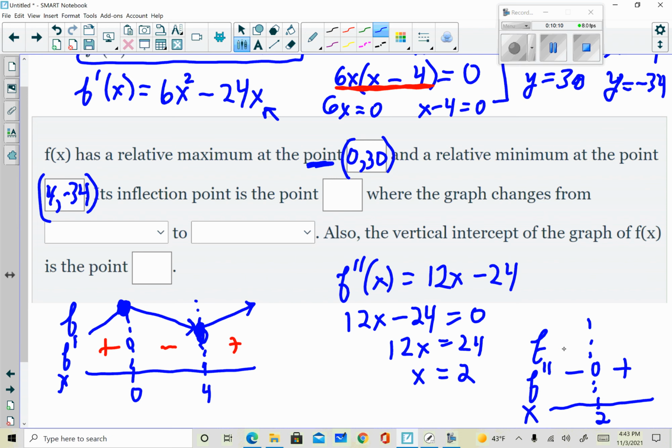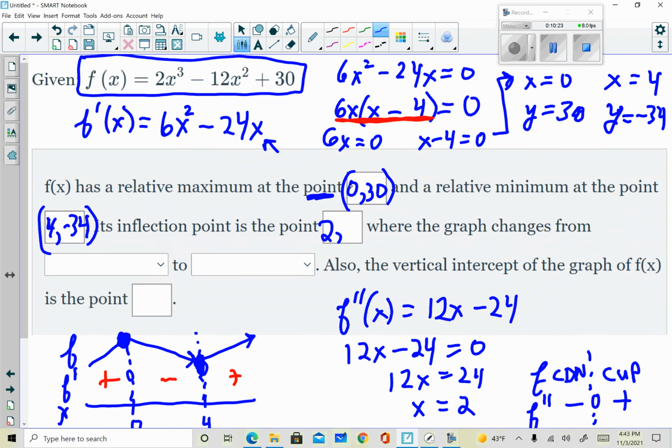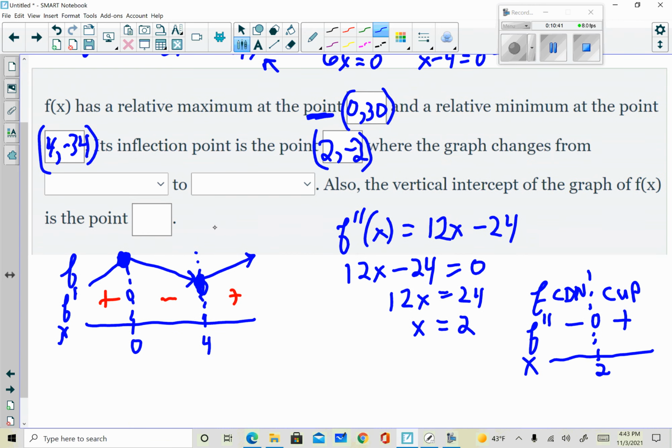This shows that f starts out concave down and then is concave up. So the inflection point is where x is 2. To find what y is, you've got to plug 2 into here: 2 times 2 cubed minus 12 times 2 squared plus 30. And when you do that, you'll get negative 2. So 2, negative 2 is called the inflection point. And we already see that that's where the graph changes from concave down to concave up.